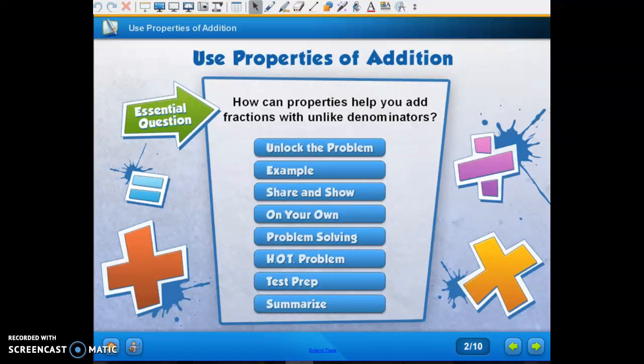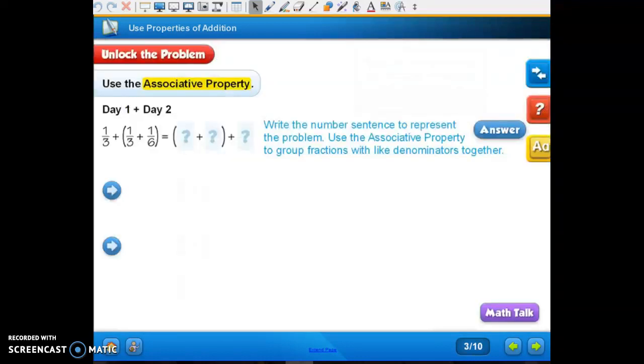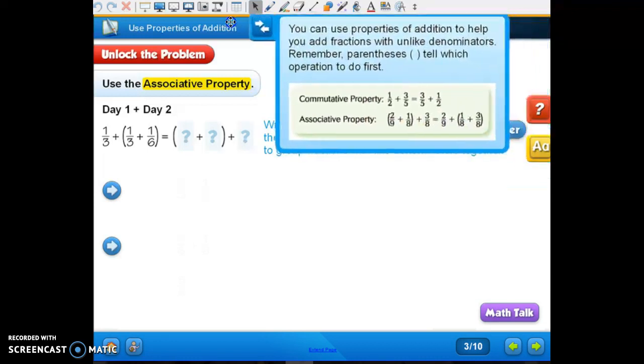Today we're going to use properties of addition, and we're going to say how can properties help you add fractions with unlike denominators, which we've been adding, right? What did we have to do with those so we could add them? We had to make them common denominators, okay? You can use properties of addition to help you add fractions with unlike denominators.